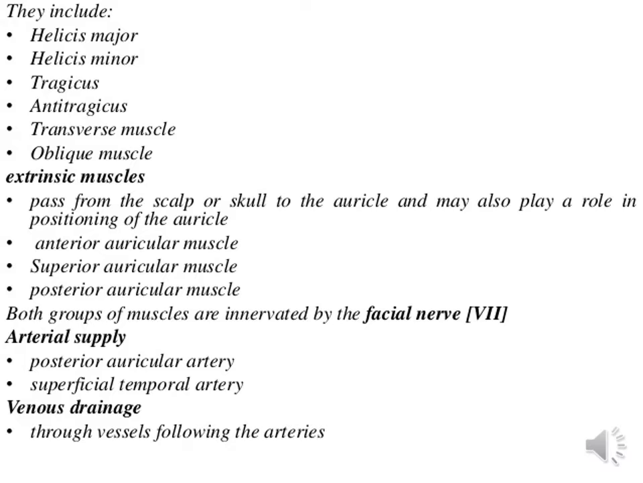The blood supply. The arterial blood supply is through the posterior auricular artery and superficial temporal artery that give branches to the auricle. Venous drainage is through vessels following the artery. I mean, there are the posterior auricular vein and superficial temporal vein.